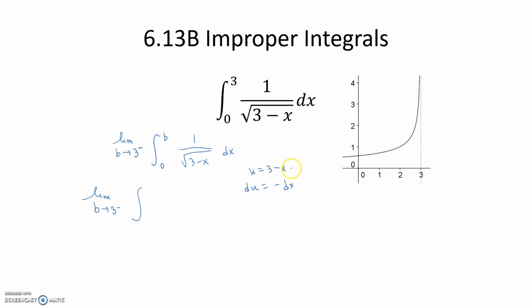So when I translate my limits of integration, my lower limit of integration would be 3 minus 0, which is 3. And my upper limit of integration would be 3 minus b. And then this is u to the negative 1/2. And the reason it's negative is because du is negative dx.